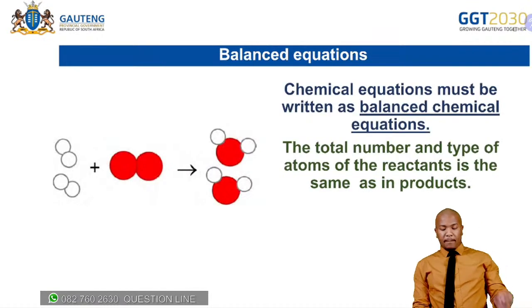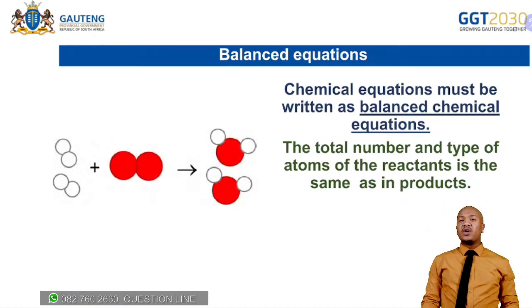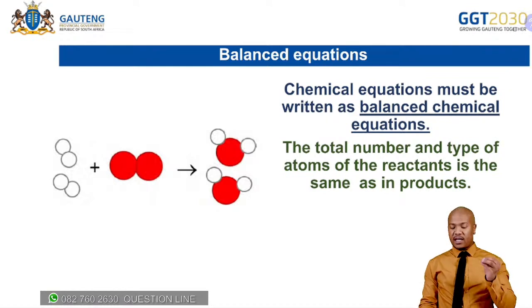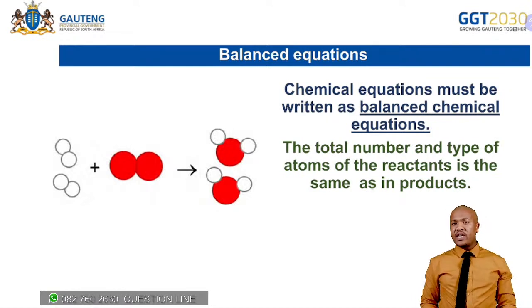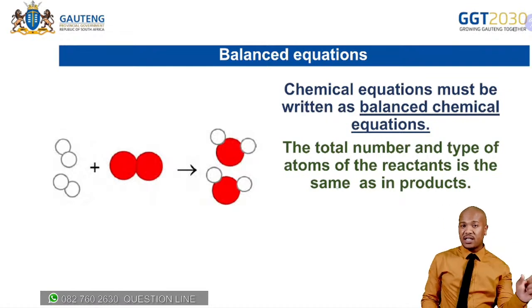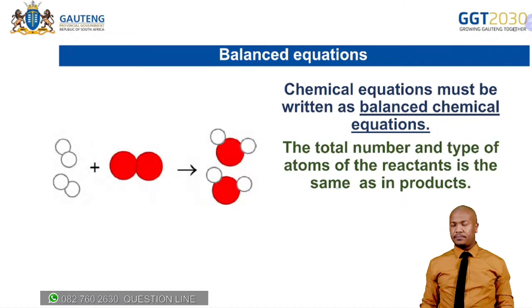Now, balanced equations. All chemical equations must be written as balanced equations. Now we are getting to that story of coefficients. By a balanced equation, we mean that the total number and type of atoms of the reactants must be the same as in the products. Does it make sense? The total number of atoms and types of atoms must be the same on the reactant side and on the product side as well.